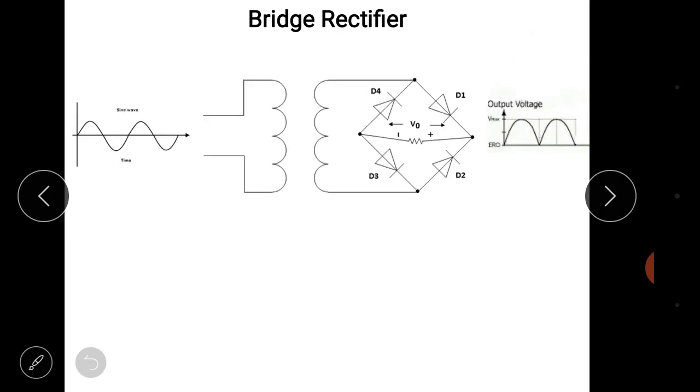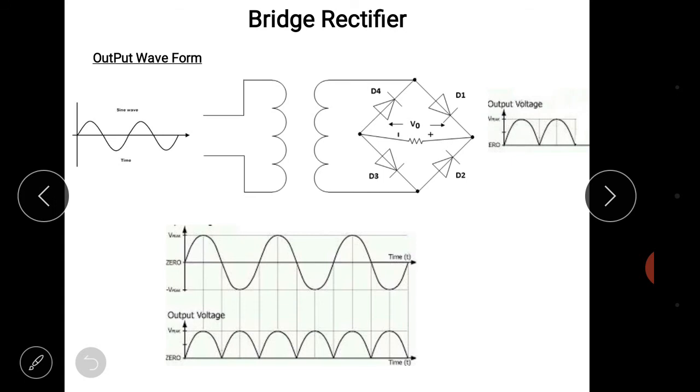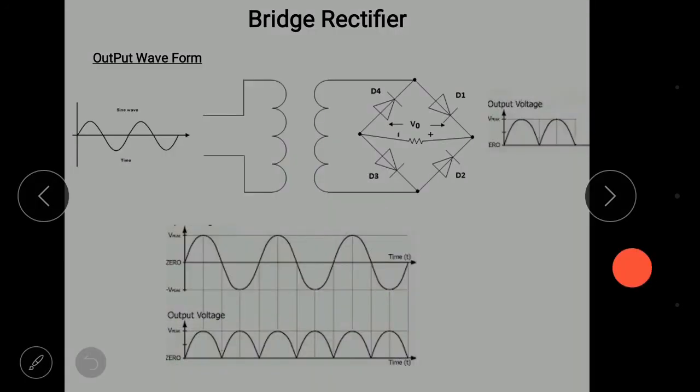This circuit shows that for both the positive cycle and the negative cycle we are getting the output voltage of the same polarity. This is only possible because the direction of load current is the same for both half cycles. This is the output waveform for the bridge rectifier. Here we see that for both the positive half cycle and the negative half cycle, we are getting the output voltage of the same polarity.